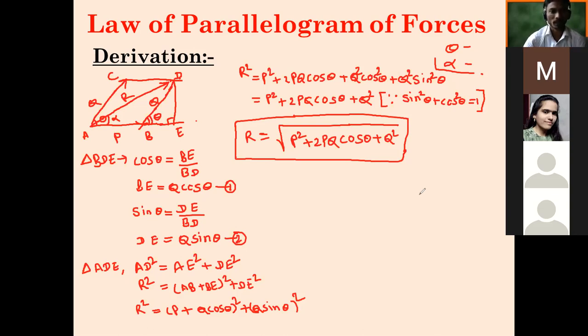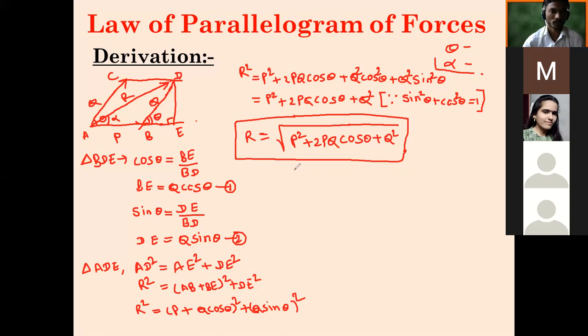So here alpha is the angle made by the resultant. How to find that? Angle made by the resultant, so how can we find it? Just check. Which triangle do we have to consider to find alpha? How can we find alpha here?